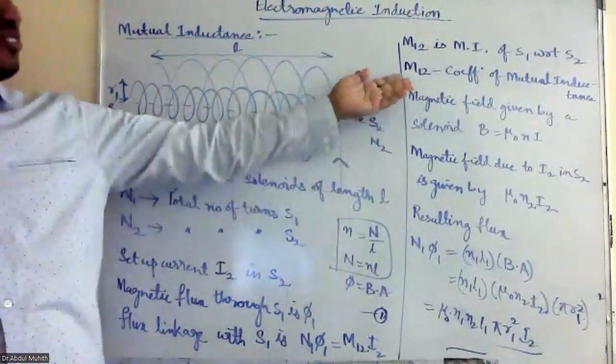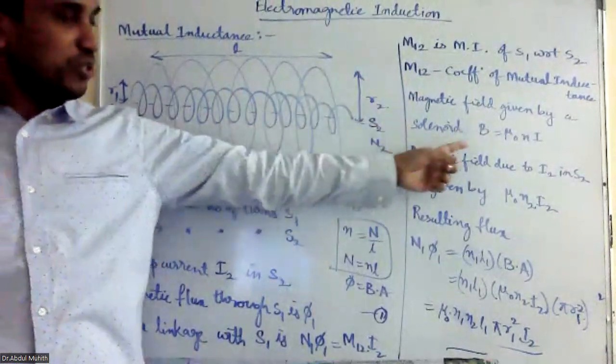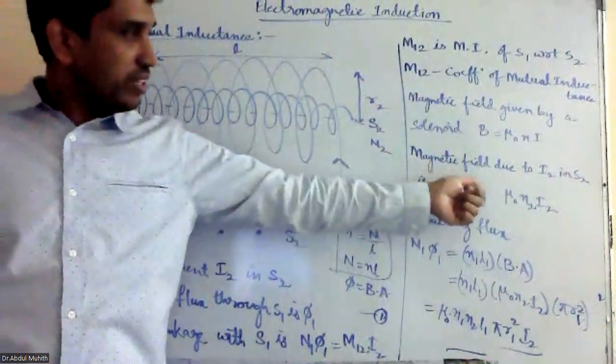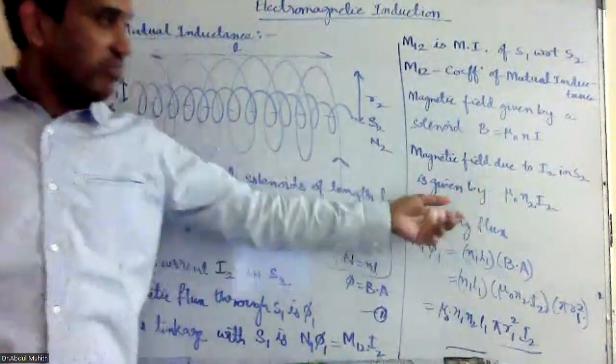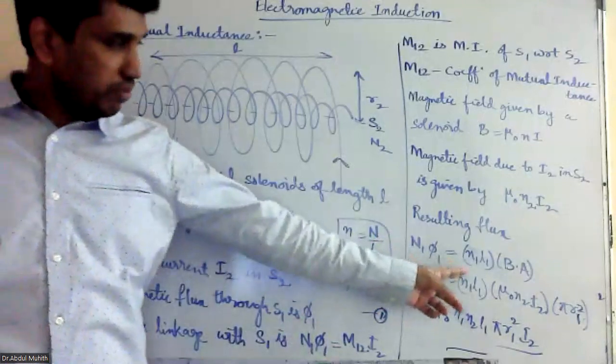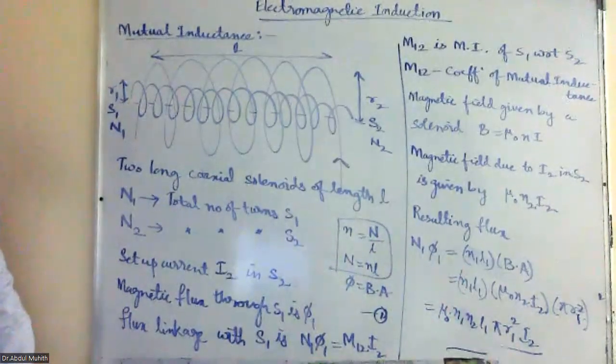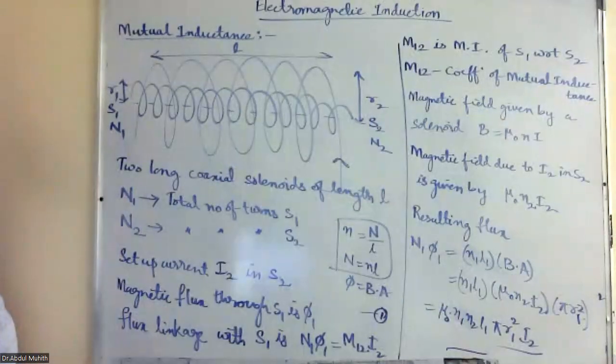So M12 is the coefficient of mutual inductance. The magnetic field given by a solenoid is mu 0 N I. The magnetic field due to I2 in S2 is given by mu 0 N2 I2. And the resulting flux linkage is N1 phi1. Just multiply it and we'll get the answer. Please do it. Is it clear, all of you? Yes, sir. Okay.